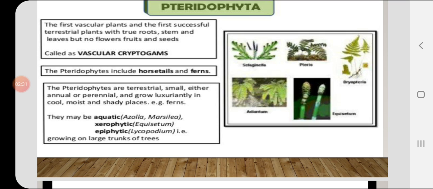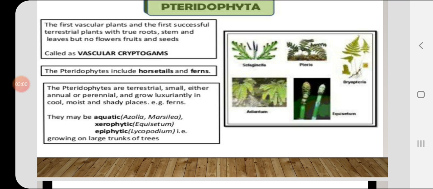Whereas in our last lecture we have studied that Bryophytes were showing root-like, stem-like and leaf-like structures. But here Pteridophyte shows the actual roots, stem and leaves. But still they do not show flowers, fruits and seeds. They are known as vascular cryptogams. The Pteridophytes include horsetails and ferns. We will see the examples in detail now.